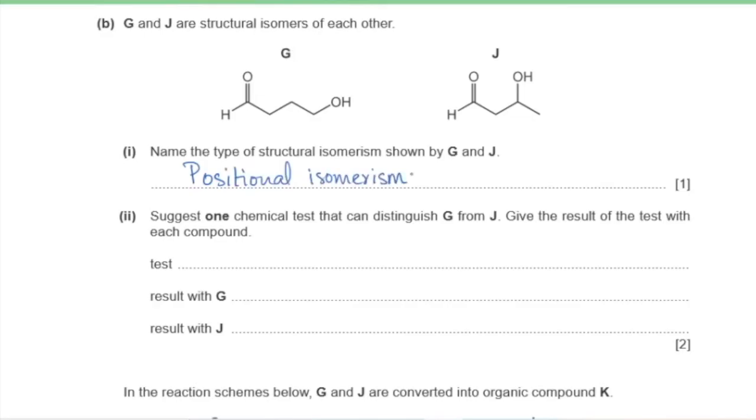Part 2, suggest one chemical test that can distinguish G from J. Give the results of the test with each compound. G has a primary alcohol group and an aldehyde group, while J has got a secondary alcohol group and an aldehyde group. We can add alkaline aqueous iodine. G will have no change since it hasn't got a secondary alcohol or a methyl ketone group or a methyl aldehyde. But J has got a secondary alcohol group, which will give yellow precipitate in the presence of alkaline aqueous iodine. So add alkaline aqueous iodine.